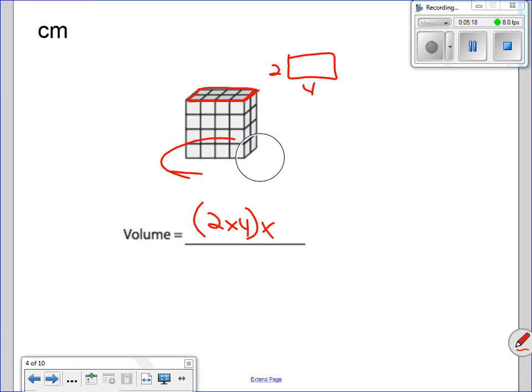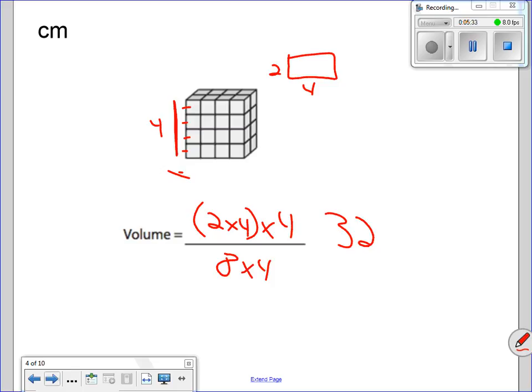Let's see, where can I find the height on this? Looks like straight up, 1, 2, 3, 4. You see how tall it is right here? It's the height of 4, times 4. Well, if I figure this out, 2 times 4 is 8, times 4 gives me 32. And right here, I have centimeters cubed.